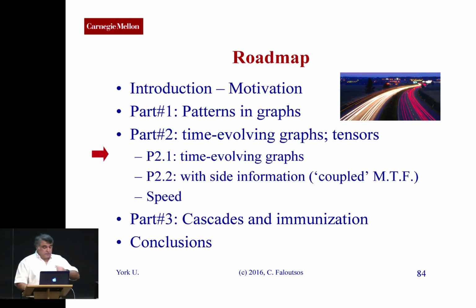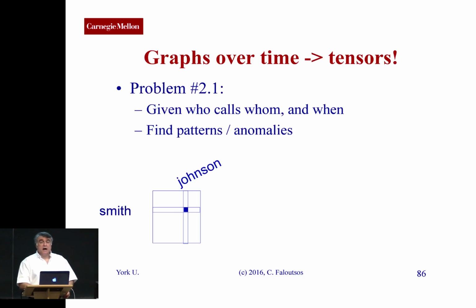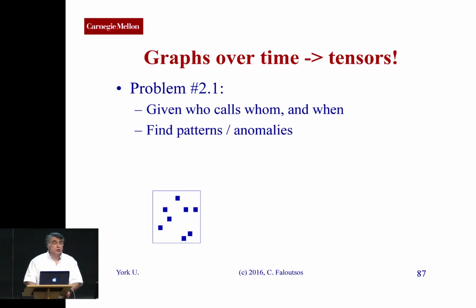We'll go to the second part of the talk, which is how to study time-evolving graphs. So the idea now is, for a static graph, let's say we have who calls whom. Here are 2 million people in the Toronto area who pick up the phone, and here are the same 2 million people who are being called. So if Smith called Johnson, we have a dot here in that adjacency matrix. Smith calls other friends, and Johnson calls other friends. So for this day, we have all these dots.